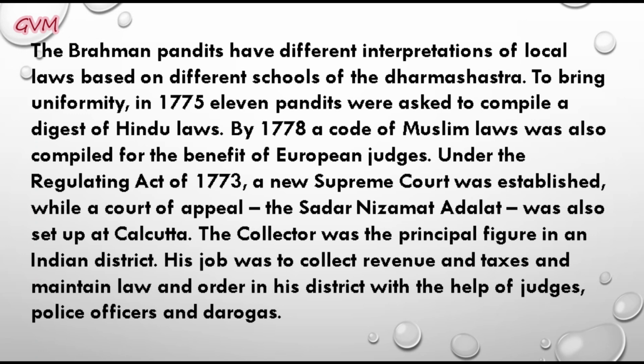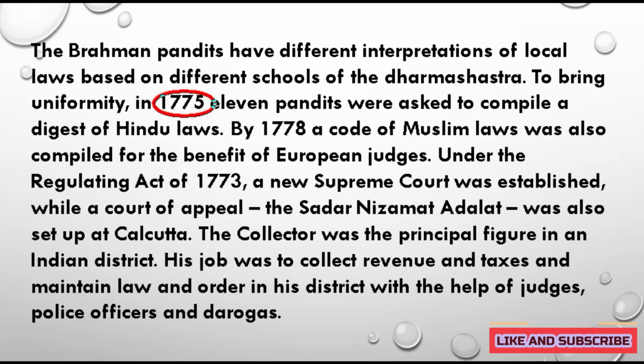Students, there was a major problem at that time: the Brahman Pandits gave different interpretations of their local laws based on different schools of Dharma Shastra. Dharma Shastra means Sanskrit texts that prescribe social rules and codes of behavior, composed from 500 BCE onwards. So according to the Dharma Shastra, the Brahmins interpreted the laws differently. In order to bring about uniformity, in 1775, 11 Pandits were asked to compile a digest of Hindu laws.